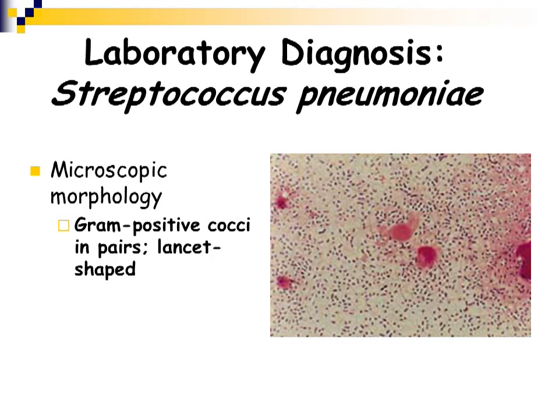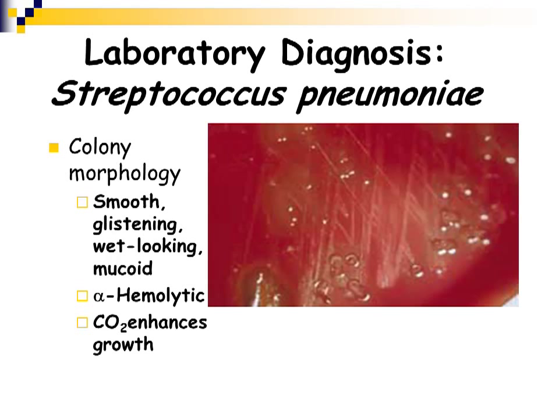So again, the microscopic morphology: these are paired gram-positive cocci, and the organism in its pair tends to be more lancet-shaped. So instead of being perfectly round, it kind of flattens up a bit. On media, such as sheep blood agar, it is a smooth, glistening, wet-looking mucoid organism because it does produce a capsule, so it tends to be very mucousy. It is alpha hemolytic, so you'll have that greenish tinge to the agar medium around the organism.